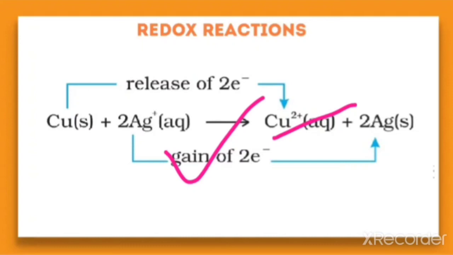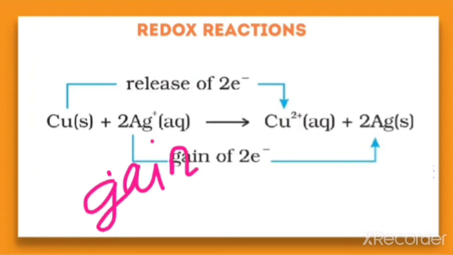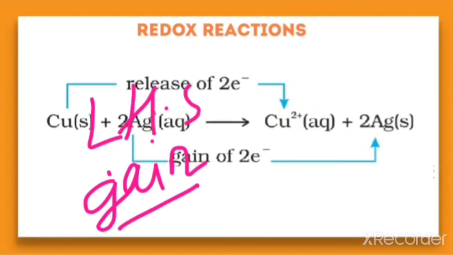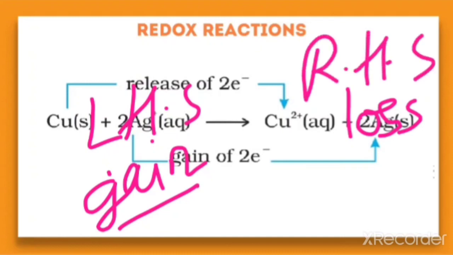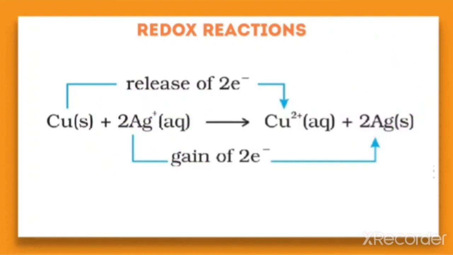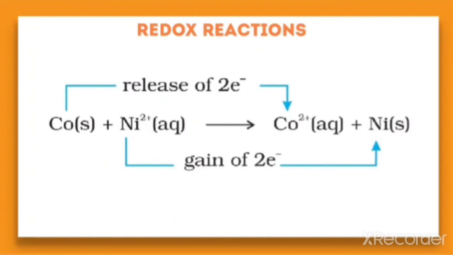So in this way, you need to split the equation. And while splitting the equation, you should be careful about where to write the electron. If the electron is on the left hand side of the arrow mark, it shows that there is a gain of electron. When there is a gain of electron, the electron should be written on the left hand side. And if there is a loss of electron, then the electron should be written on the right hand side of the equation, that is on the product side. So you need to remember that. And whenever you are splitting the equation, the number of electrons should be made the same in both equations by multiplying with a suitable number.